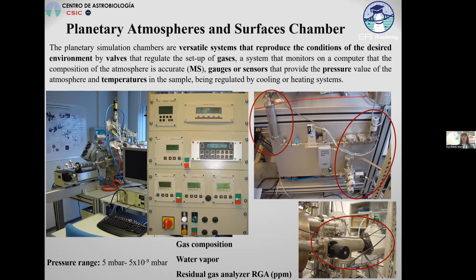That is a rack from our system. As you can see, there are many controllers for the pumps and the valves, and also to set up the different pumping steps that we need to reach in order to have the required conditions for the different planetary objects.